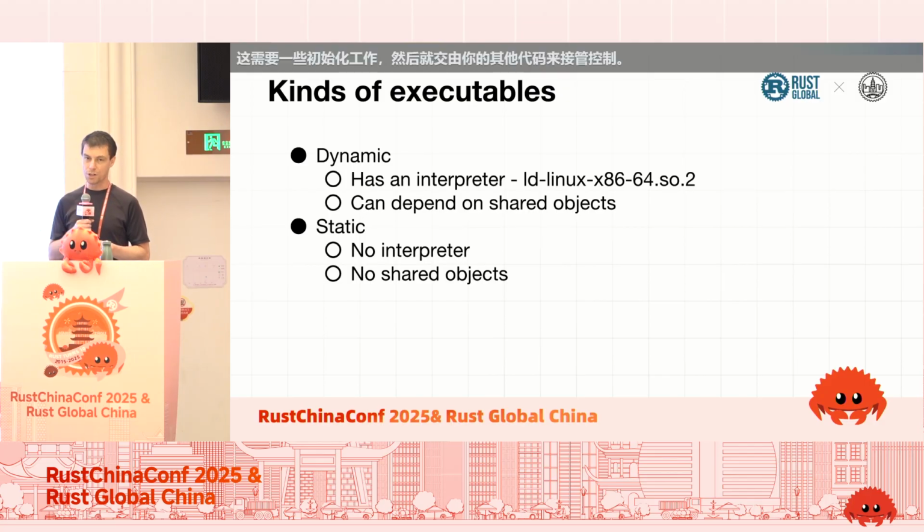On Linux, we can also generate entirely statically linked binaries. So in this case, the binary is self-contained. Any C library will be built into the executable. This means there's no interpreter and no shared objects.